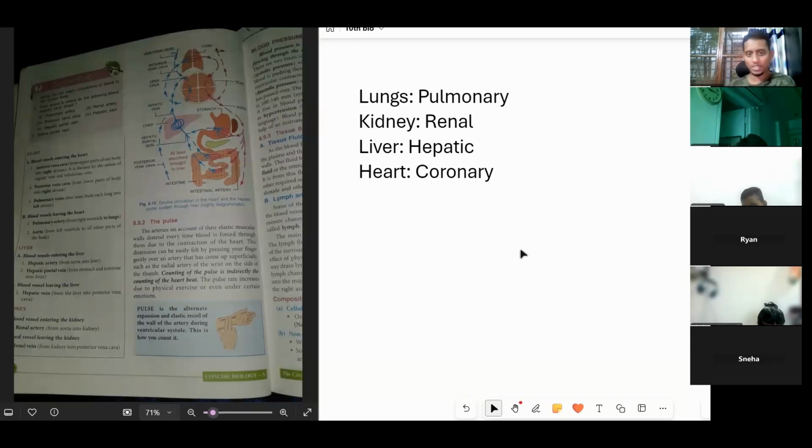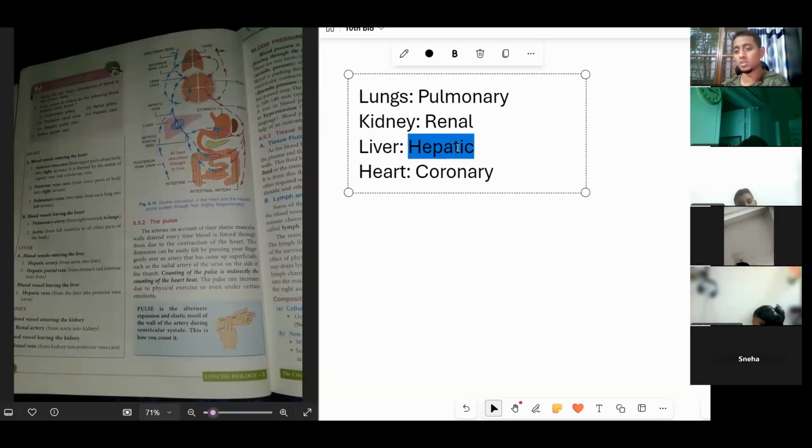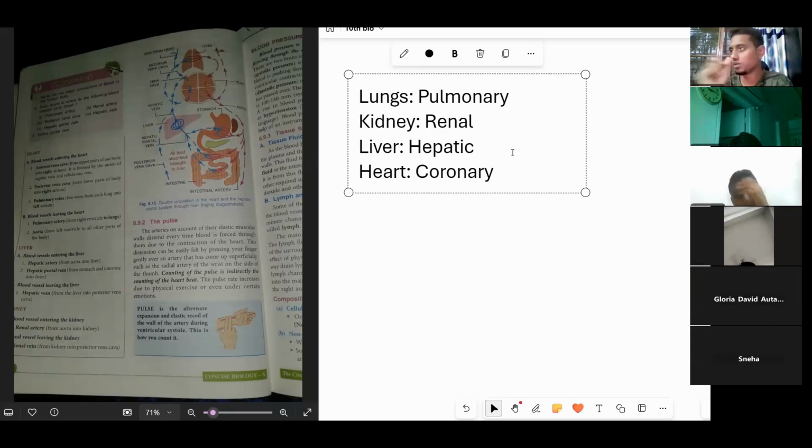So let's look at the hepatic artery and the hepatic vein now. Hepatic means it's to do with the liver, right? Any blood vessel that enters into an organ is called an artery, and anything that leaves the organ is called a vein. For example, if this is a kidney, the blood vessel that enters the kidney is called the renal artery, and the one that leaves the kidney is the renal vein. So an artery is something that leaves the heart and enters an organ. A vein is something that leaves an organ and goes back to the heart. That's the main definition of an artery and a vein.